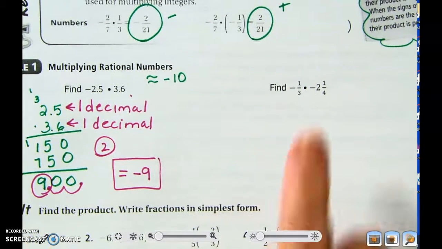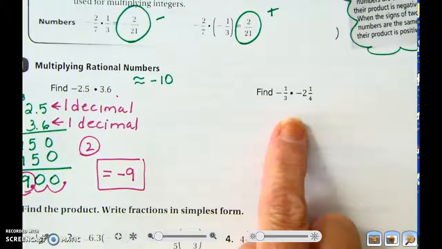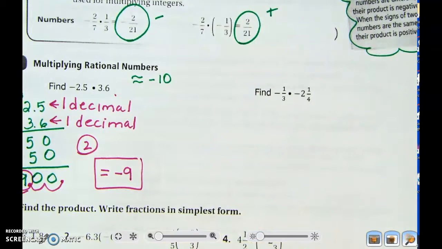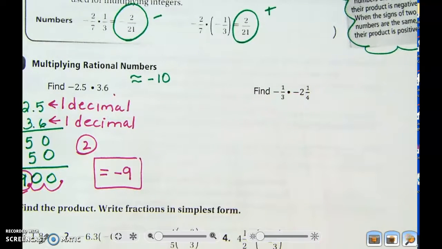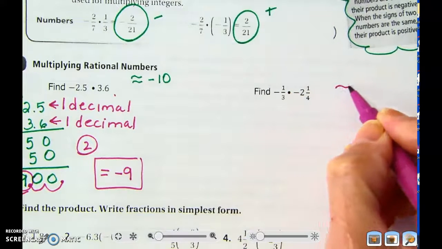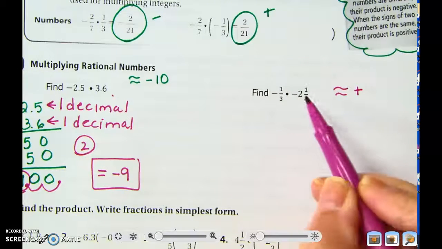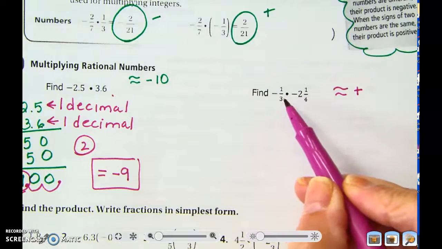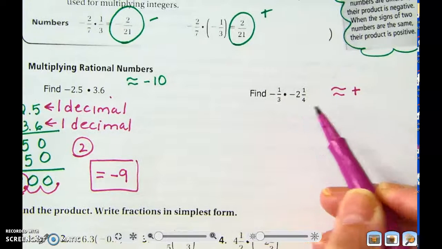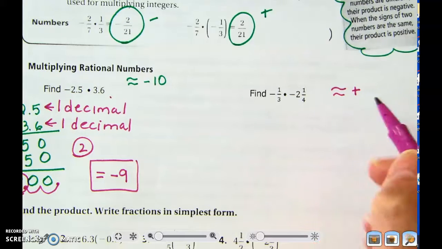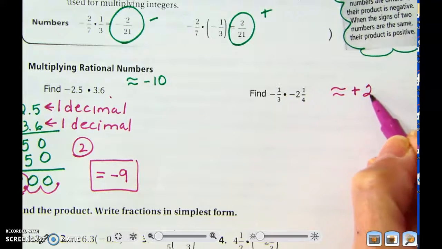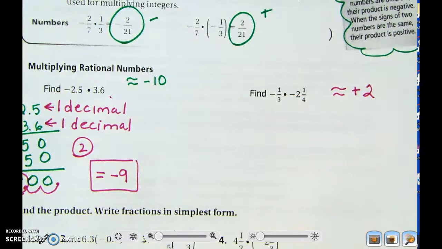All right, let's take a look at the second example here. Second example in multiplying rational numbers. The first thing I want to notice is they're both negatives, so I know that my answer is going to be a positive. So product will be positive. And then I'm going to think this is about 2, and this is less than 1. My answer is going to be somewhere around 2. Okay, we're just trying to think of a reasonable answer here.